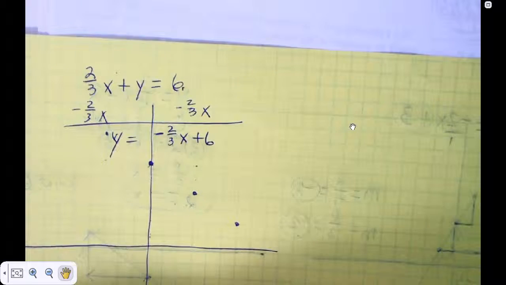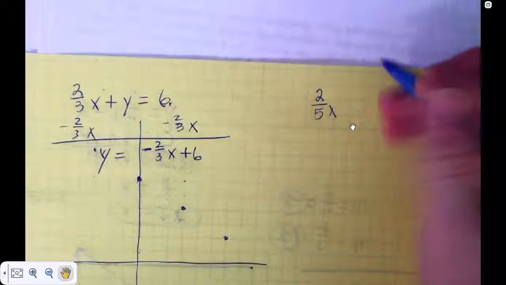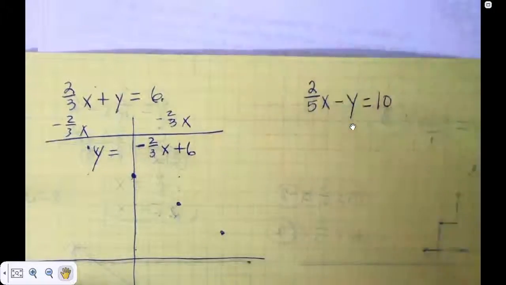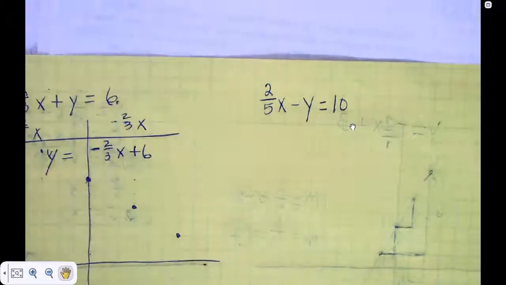All right. Let's do one more. 2/5 x minus y equals 10. Change it to slope-intercept form and then go graph it.